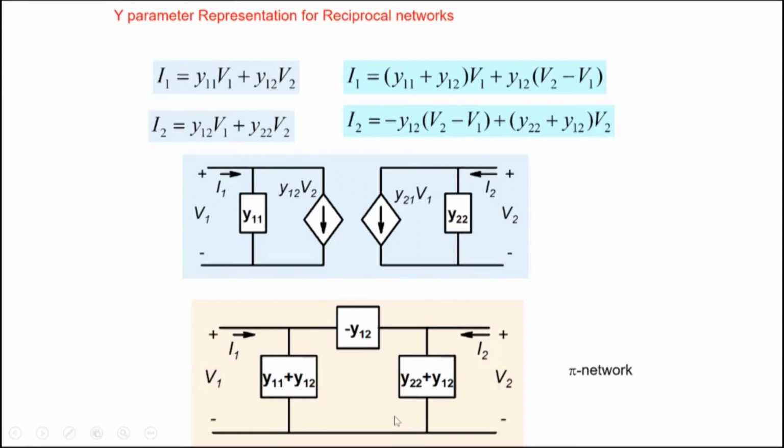So this is what we call as a pi network here. This looks like a pi, with elements here, here, and here. So if we have a Y representation and it's a reciprocal network, we can use this form here, but this requires 4 elements and has dependent sources. This one, we could simply represent it in terms of 3 admittances here, 1, 2, and 3.